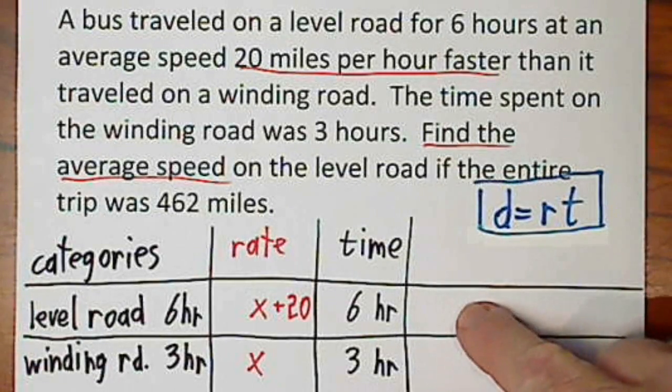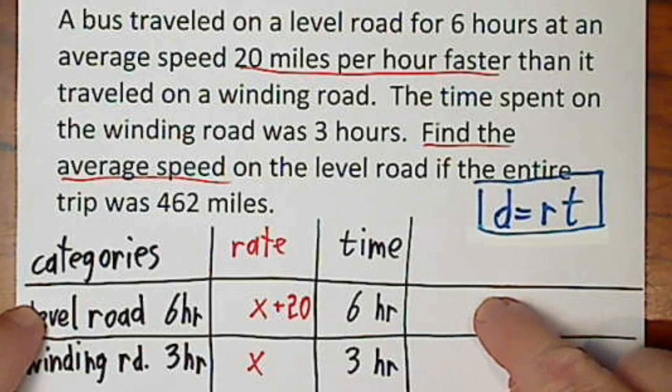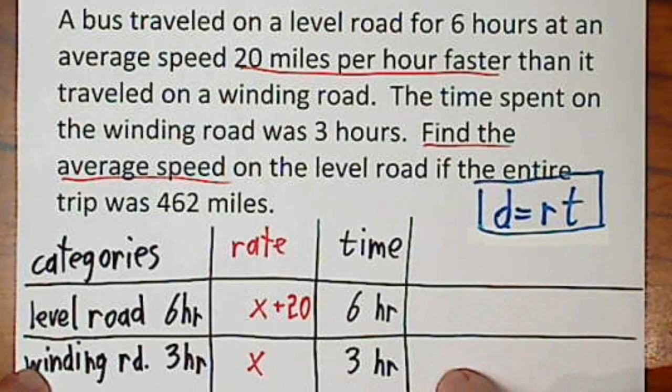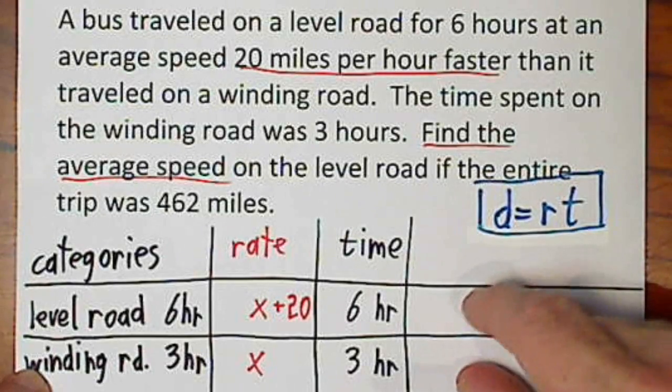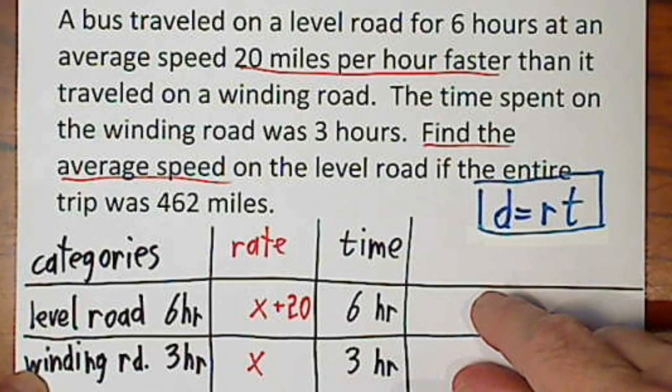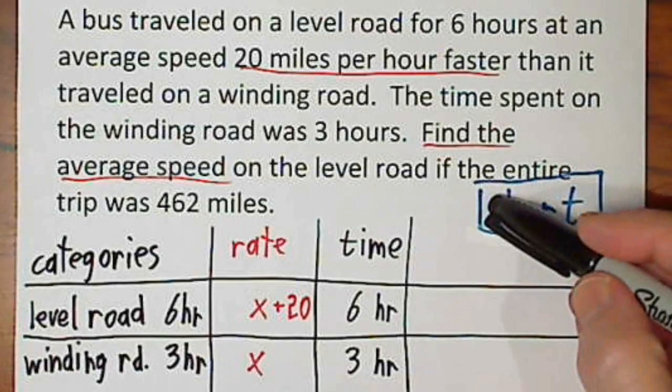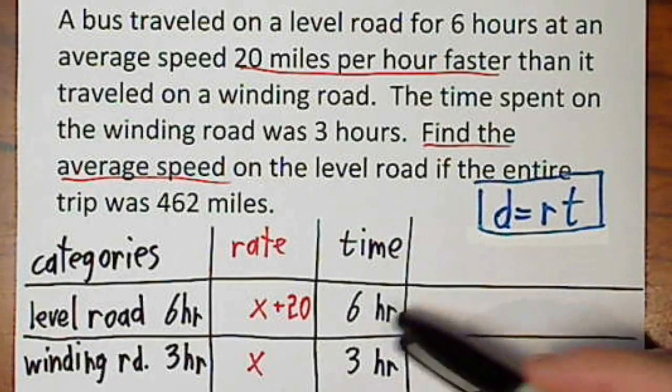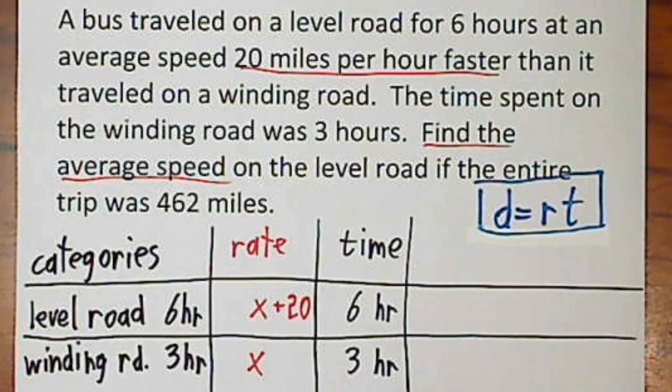I can't say that on the level road it was 462. I can't say on the winding road it was 462. The combination of these two is 462. So for distance, I'm going to need to describe it as rate times time. Alright?